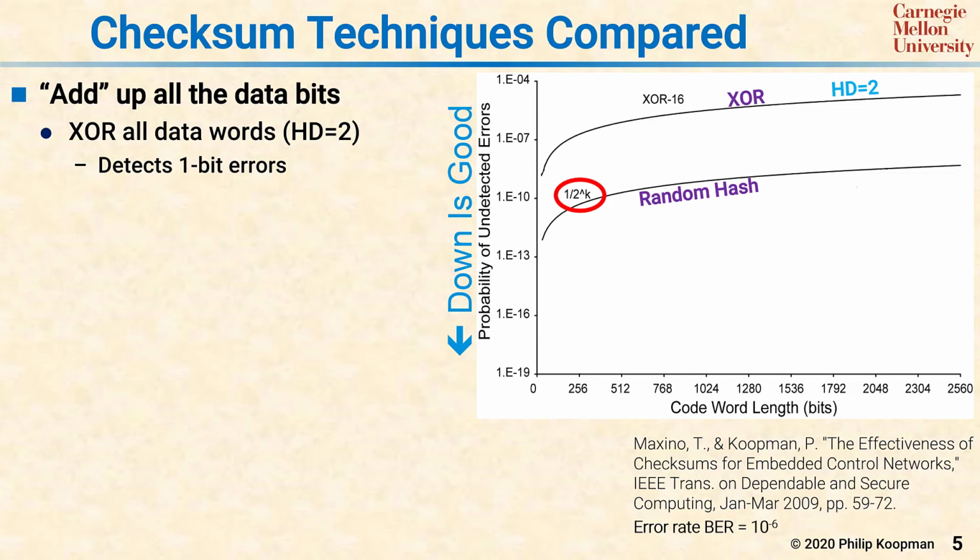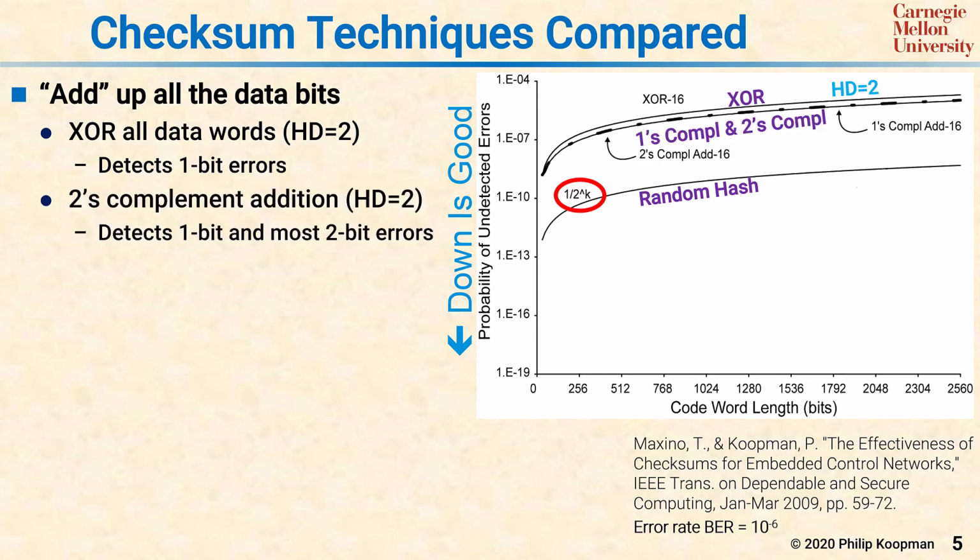If you have a little more computation power, and especially if you're running in software where addition and XOR cost the same typically, you can use a 2's complement addition. And that gives you HD2 but with a little bit better, where lower is better, undetected error probability. The reason for this is your performance will increase the more you mix the bits together of the data word to make it harder for a single bit flip to go unnoticed. 2's complement addition checksum detects all 1-bit errors and most, but not all, 2-bit errors.